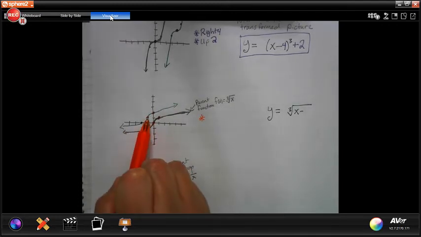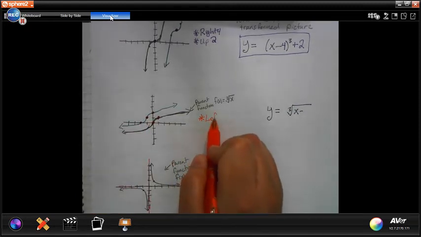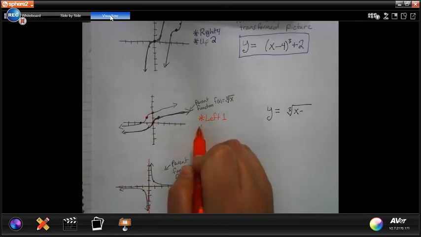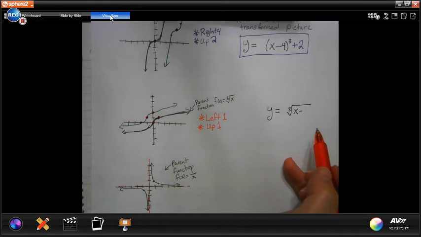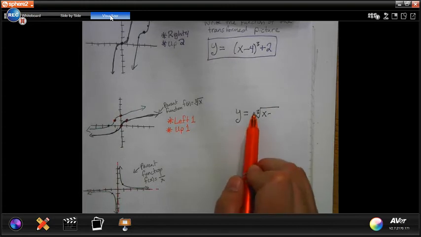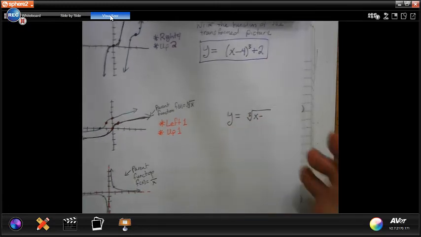So going from this center point to this center point, there's a left 1, up 1. I had to think about it just to make sure I got my right direction. Okay, left 1 and up 1. Since there is no reflection, there's no negative out here. Since there is no vertical stretch or compression, we're not going to draw an A in here. You can put a 1, but we don't really put a 1 there.